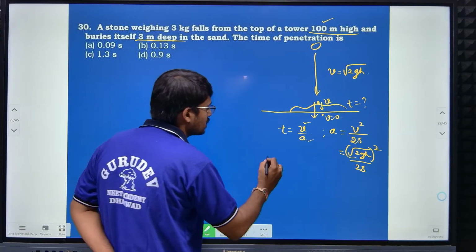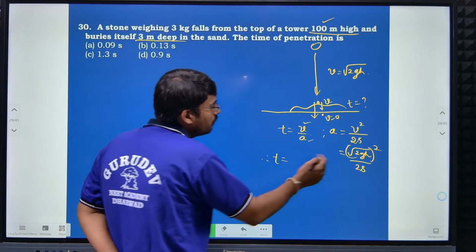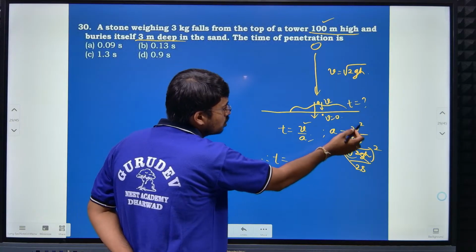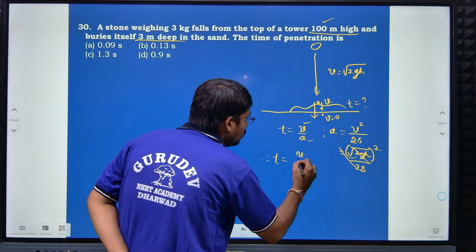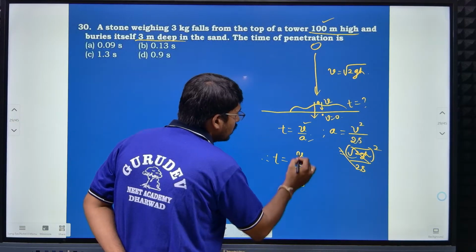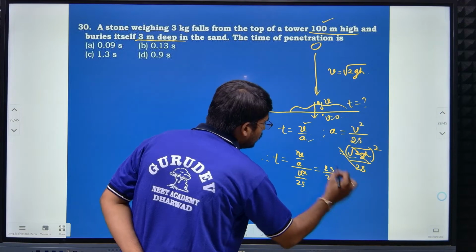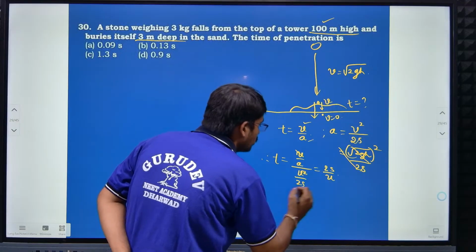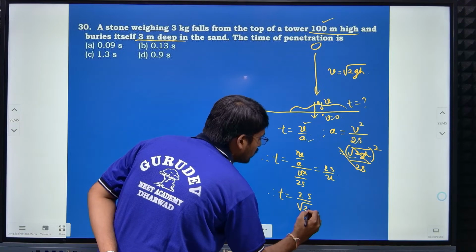When you simplify this, what do you get? So t equals what? Without this also we can do it. That is u divided by a, so u divided by u square divided by 2s. We can cancel this. One u gets cancelled, so we are left with 2s divided by u. Yes, we know it. So what is u? u is root of 2gh, therefore t equals 2s divided by root of 2gh.